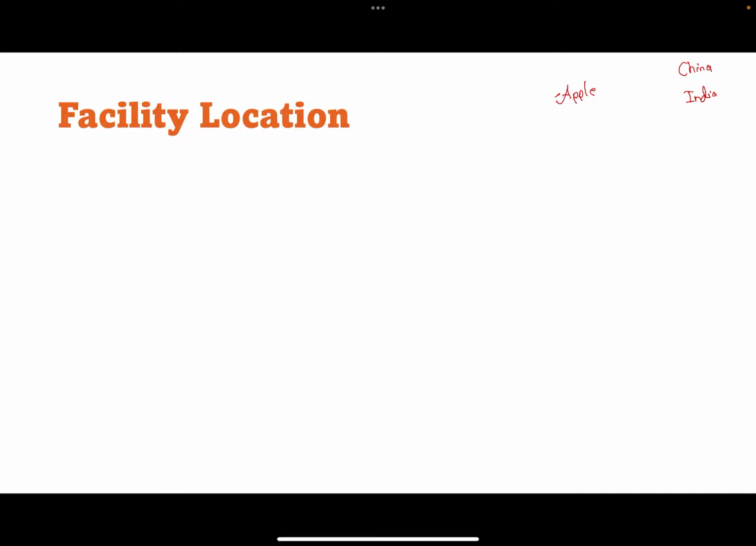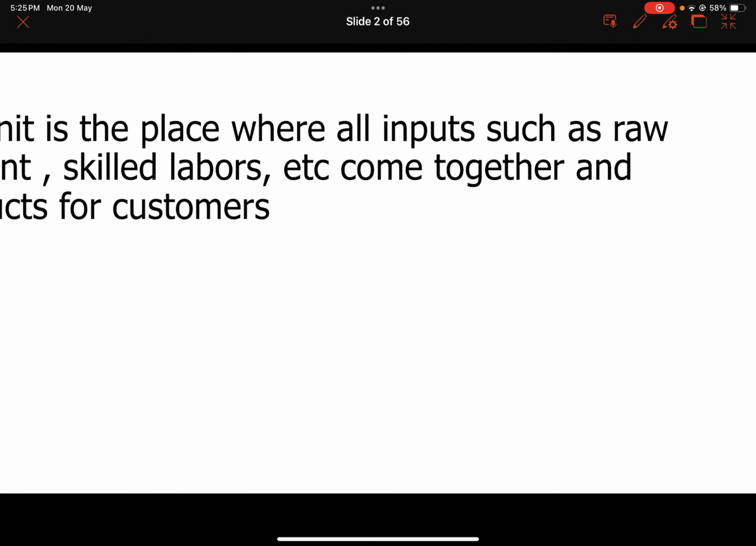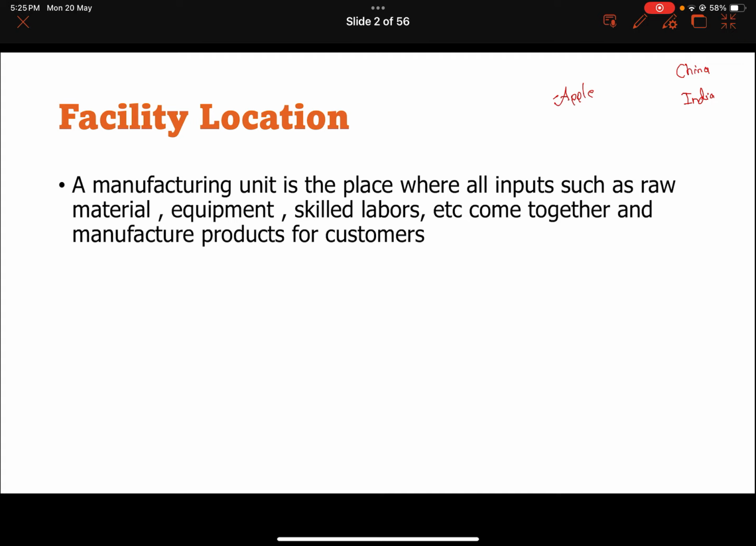So let us see. In order to understand that, let us look at what exactly is a manufacturing unit. A manufacturing unit is the place where all inputs such as raw material, equipment, skilled laborers, etc. come together and manufacture products for the customers. For Apple, this is the case of manufacturing iPhones, for which it needs various raw materials and also workers.